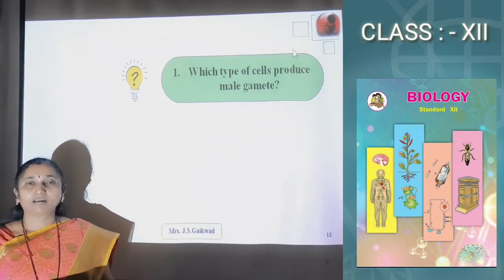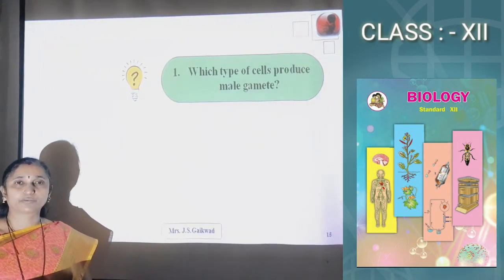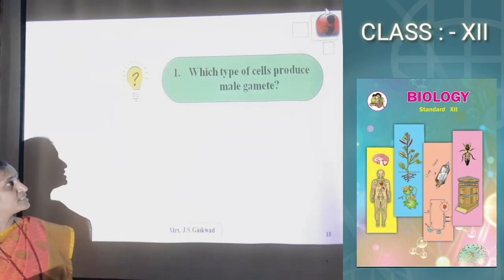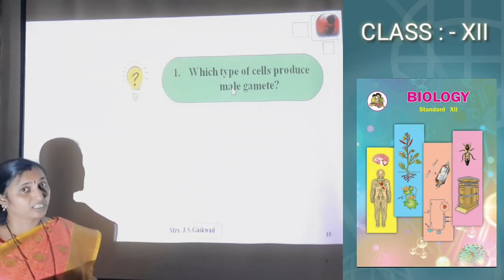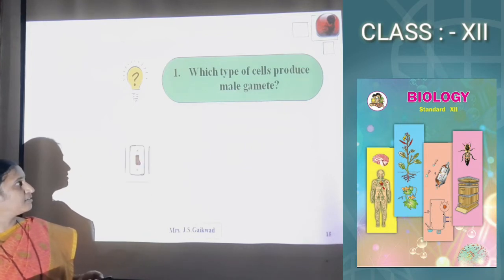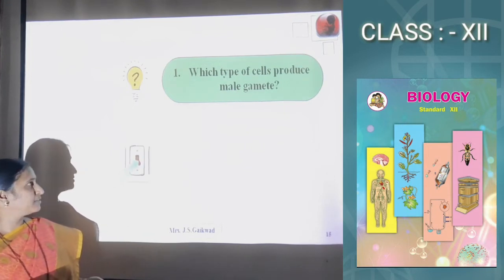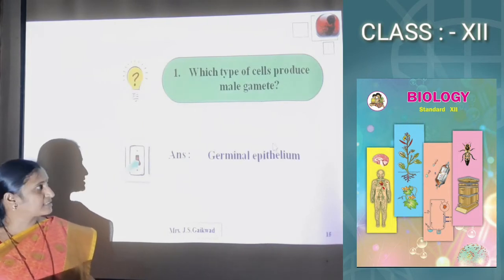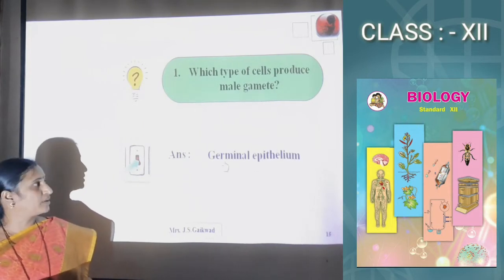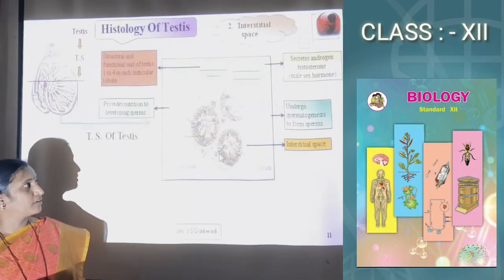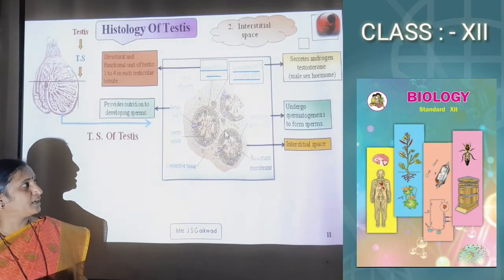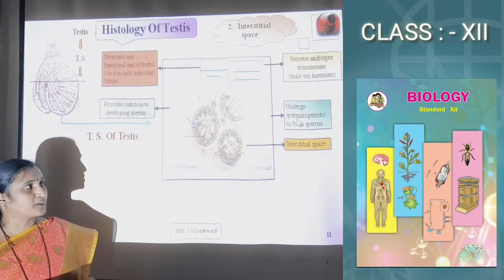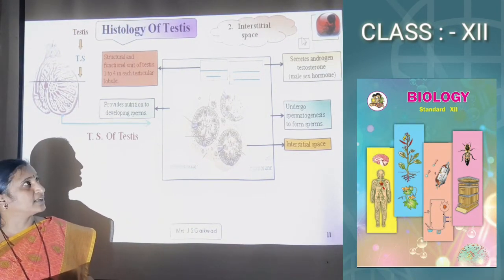Question. Okay, I explained all about this transverse section of the testes. Now come to the point. Which type of cells produce the male gamete? That is sperm. Answer. I explain which type of cell produces the male gamete, starting from the germinal epithelium. See again in the diagram. Where is the germinal epithelium? Each seminiferous tubule is lined by germinal epithelium, which helps in formation of the sperm, that is spermatogenesis.